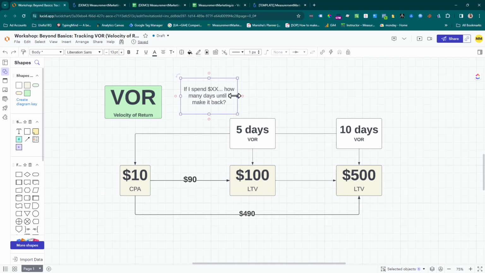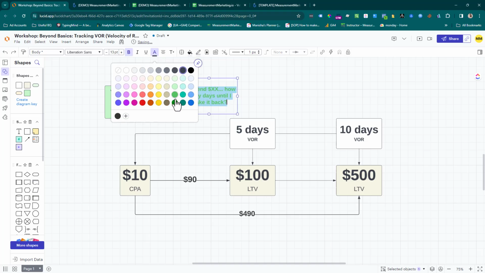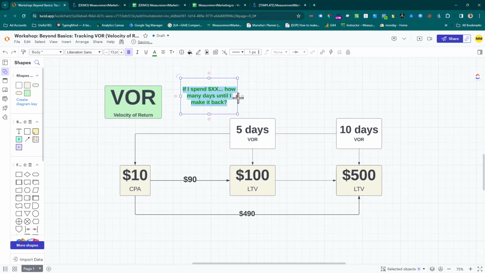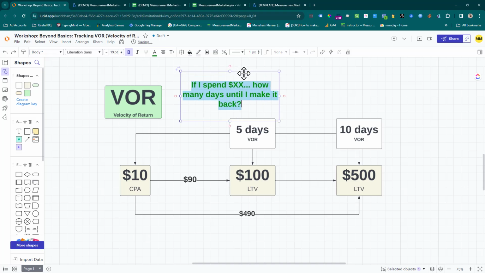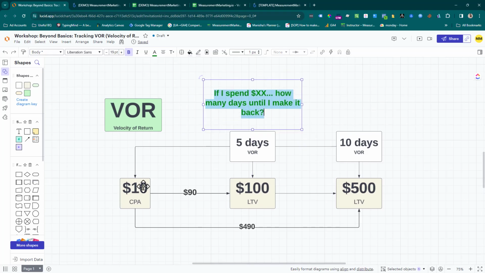See this question right here. I'm going to make this bold because I want to make sure nobody misses it. I'm going to make it green and a little bit bigger. Let's just pump this puppy up. There we go. Okay, so I can say: if I spend $10, in 5 days I will make my money back.